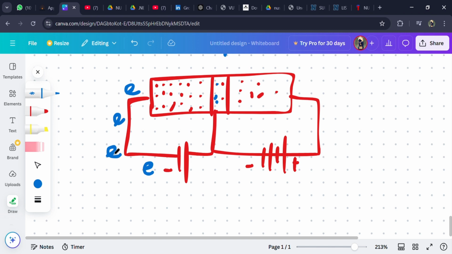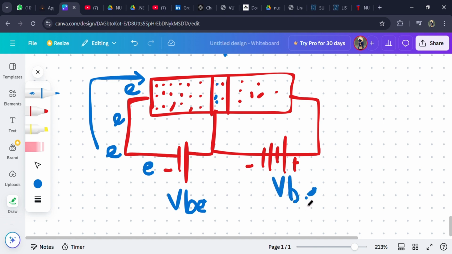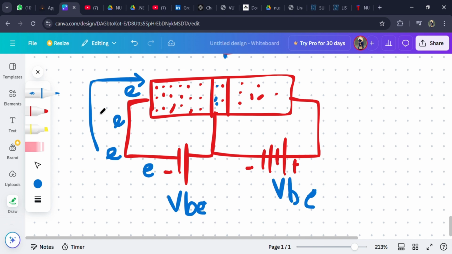So here the flow of electrons is in this direction. Let's not consider the current first; let's consider the voltage here. The voltage provided between the emitter and base can be considered as VBE, and this potential can be considered as VBC. Now, the current is flowing in this direction.